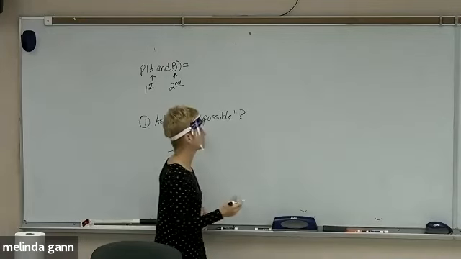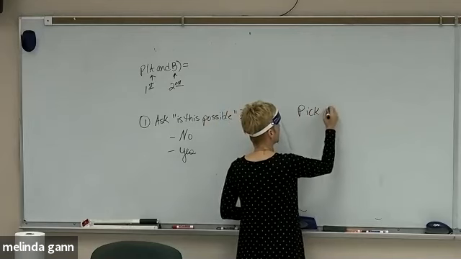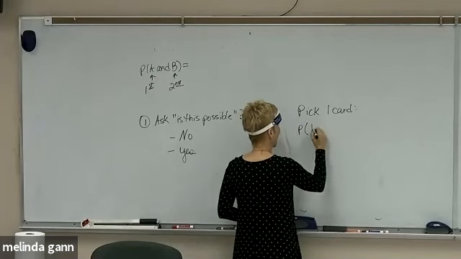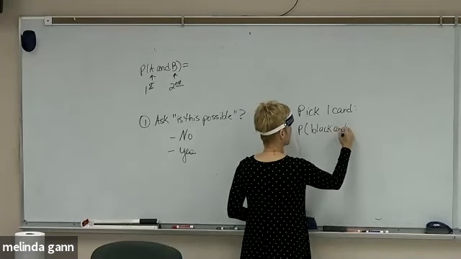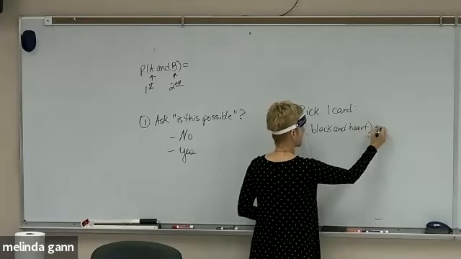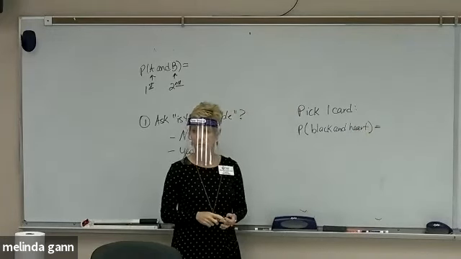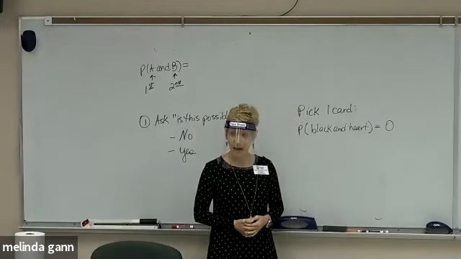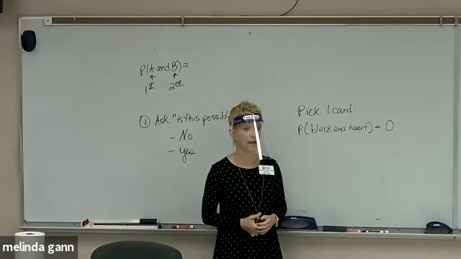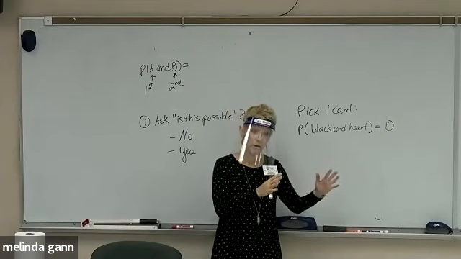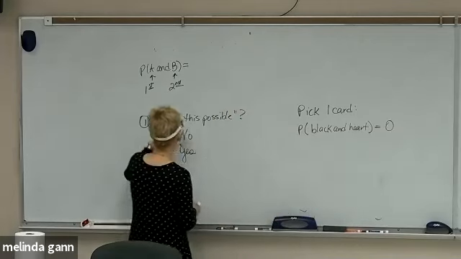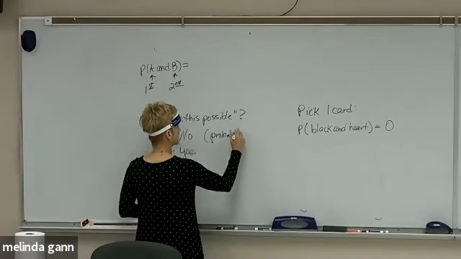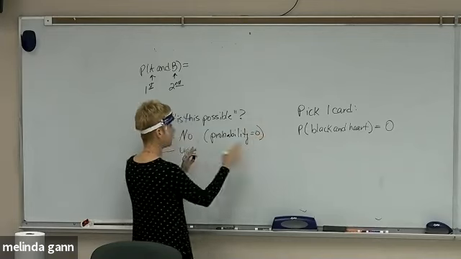Now, here's what I mean. I'm going to let you pick one card. What's the probability that it's black and a heart? We talked about that a second ago. 0. Why? Because it's impossible. If you're picking one card, it can't be black and a heart at the same time. So if the answer to this question is no, what's the probability? 0. And you're finished.